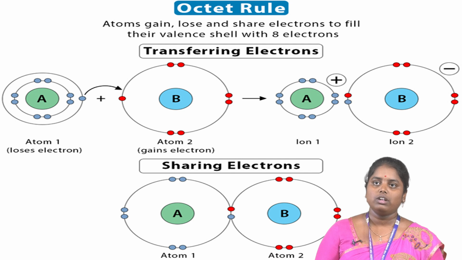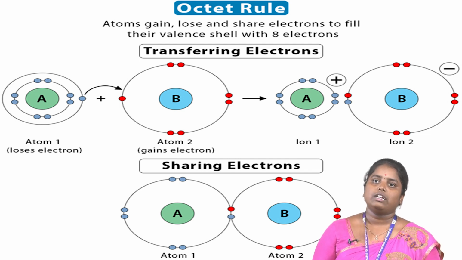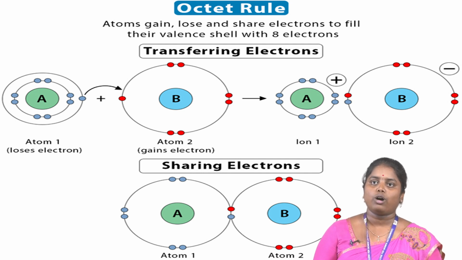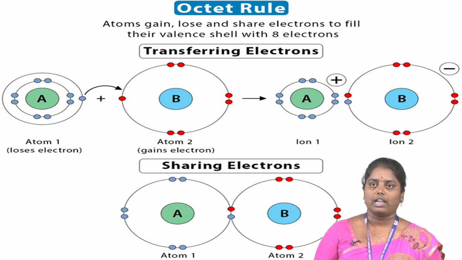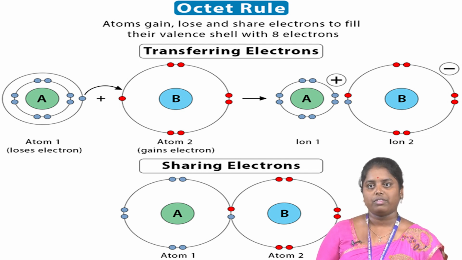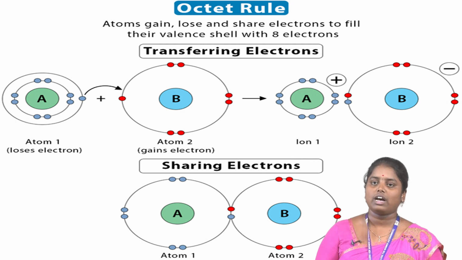The octet rule states that atoms are most stable when their valence shells are filled with 8 electrons. The octet rule is only applicable to the main group elements. The molecules of the halogens, oxygen, nitrogen, and carbon are known to obey the octet rule. In general, the elements that obey this rule include the s-block elements and the p-block elements, except hydrogen, helium, and lithium.